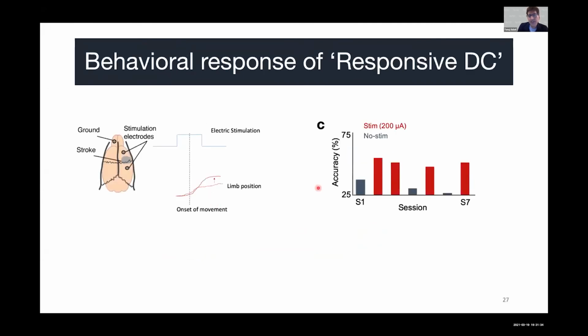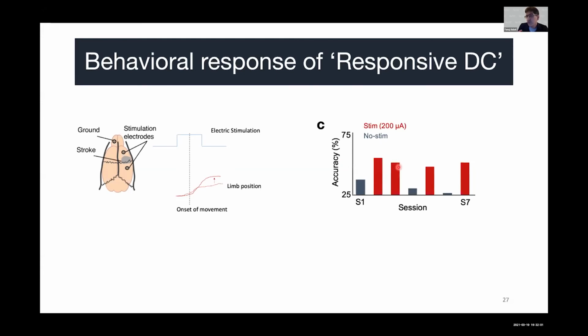And what we see is the effect of this responsive stim. So in this, we recruited rats that had chronic deficit, the rats which really were not recovering even a month after a stroke. And what we see is that, so this is an example rat and different sessions in that rat, the sessions that we did with stimulation, all of a sudden his accuracy improved.